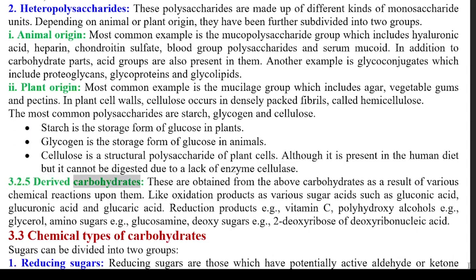3.2.5 Derived carbohydrates. These are obtained from the above carbohydrates as a result of various chemical reactions upon them. Like oxidation products, such as various sugar acids such as gluconic acid, glucuronic acid and glucaric acid. Reduction products, example vitamin C; polyhydroxy alcohols, example glycerol; amino sugars, example glucosamine; deoxy sugars, example 2-deoxyribose of deoxyribonucleic acid.